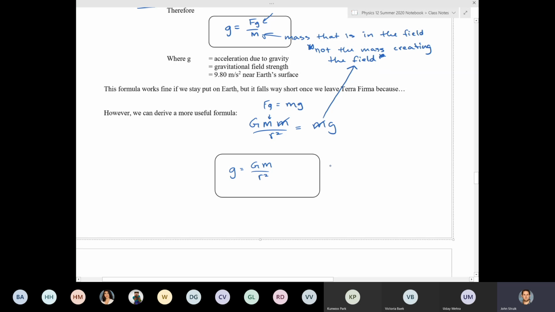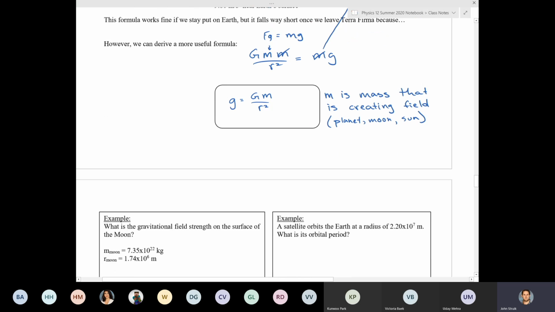And this mass right here, m, is the mass that is creating the field. In our case, it'll be a planet, moon, or sun. Those big objects in our universe that actually have gravity.